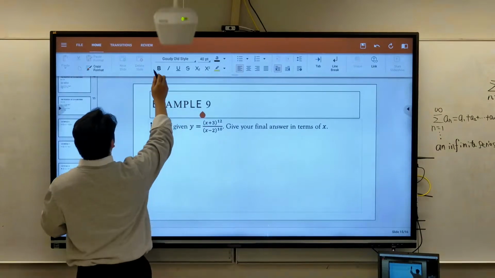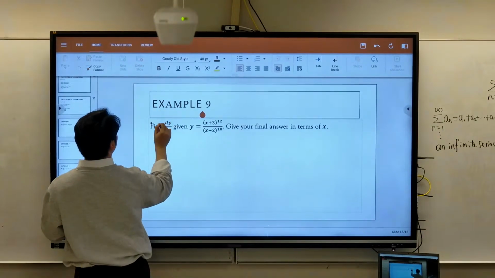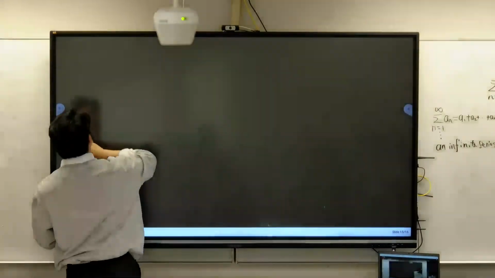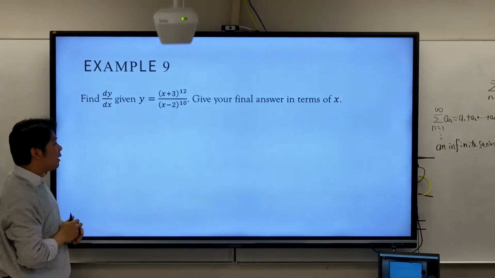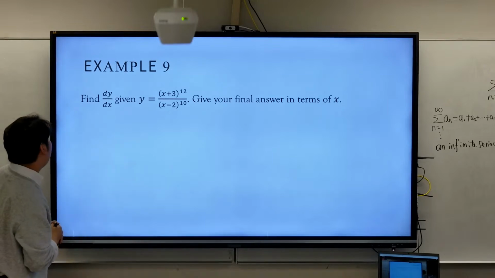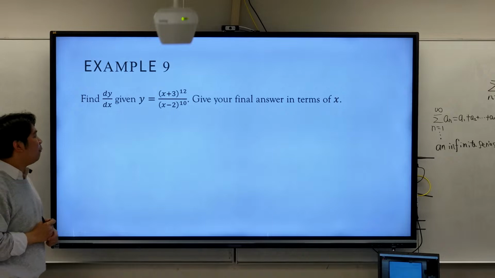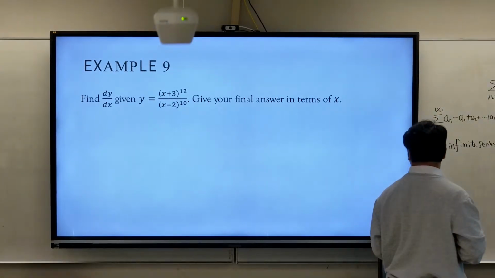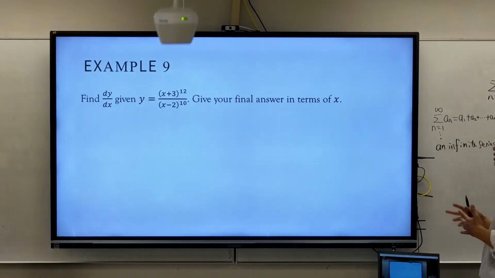All right, so let's go back to slideshow. Start from current, and then the arrow's gone. So I have example 9. Find the derivative if I have y is equal to x plus 3 to the 12th power divided by x minus 2 to the 10th power. Again, I want my final answer to only have x's.